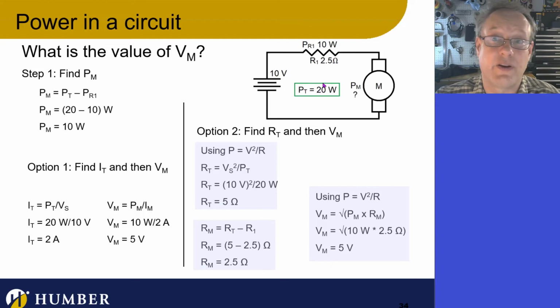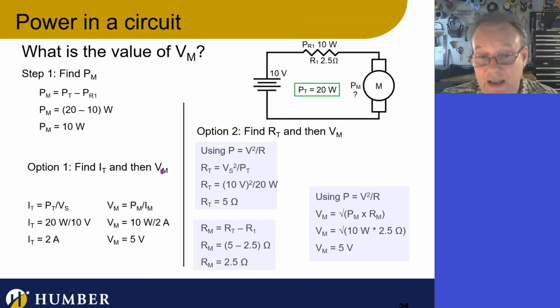I mean, it says so here. And I know the power here is 10. Oh, so I can easily calculate the power through the motor. And I can just say the motor power is the total power minus the power through R1. And I put my values in, and then I write my answer. And my motor power is 10 watts. Easy, good. So now I can find IT. And then I can find Vm.